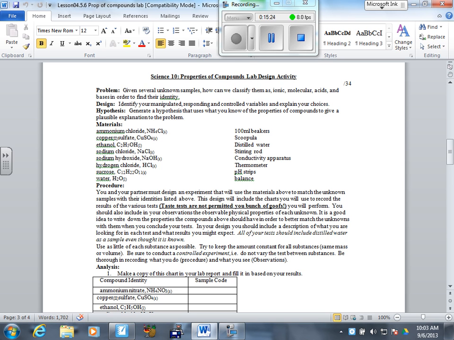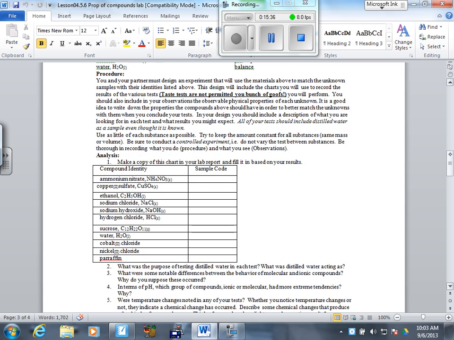All right. For materials on your lab report, you write see sheet. You don't need to write all of these out, but down below here are your possible identities for the unknown materials: ammonium nitrate, copper(II) sulfate, ethanol, sodium chloride, sodium hydroxide, hydrogen chloride, sucrose, which is sugar, water, cobalt(II) chloride, nickel(II) chloride, and paraffin.